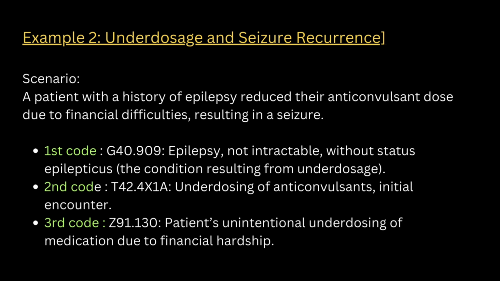A second example, underdosage and seizure recurrence. A patient with a history of epilepsy reduced their anticonvulsant dose due to financial difficulties. Here first you have to code for epilepsy, second you are coding for underdosage, third you are coding for underdosing of medication, like unintentional withdrawal due to financial hardship.